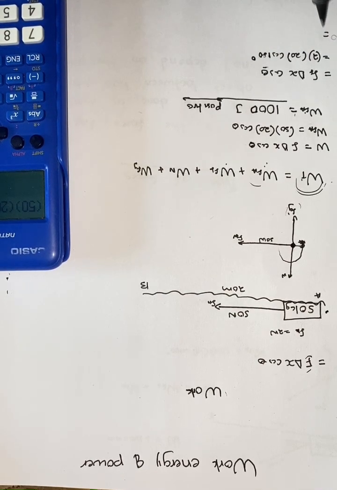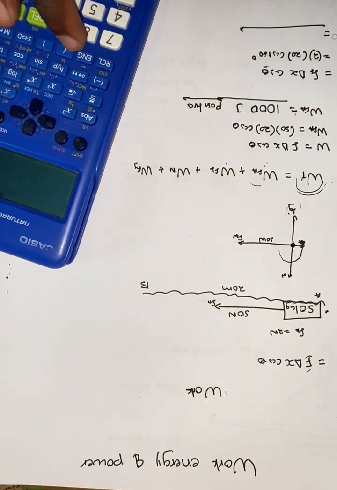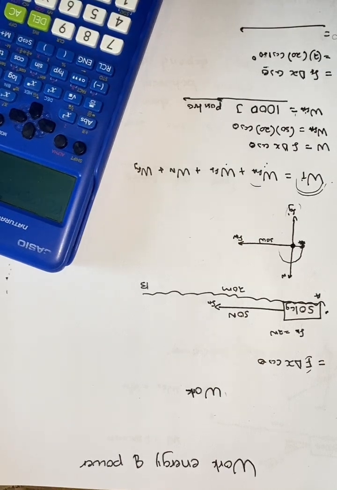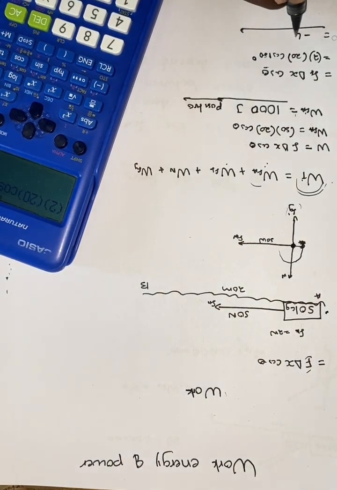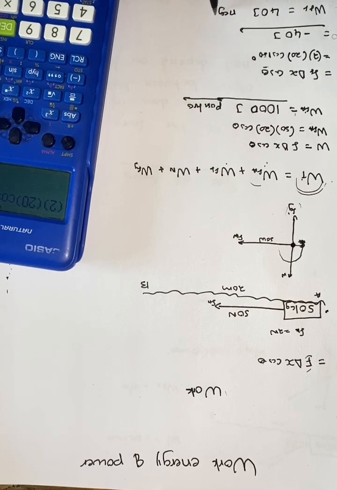Okay, which will give us, let me erase this one, 2 times 20 cos 180, which gives us negative 40 joules. Therefore, the work done by friction force is equal to negative 40 joules, and it does a negative work.